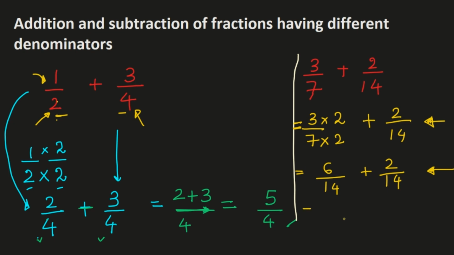So now you can simply write the answer because the denominators are the same. So the answer's denominator also will definitely be 14. And then you can simply add the numerators together. It's 6 plus 2. Then what's the answer? 6 plus 2, it's 8. 8 upon 14 is the answer. Great. So now I believe this is clear for you.